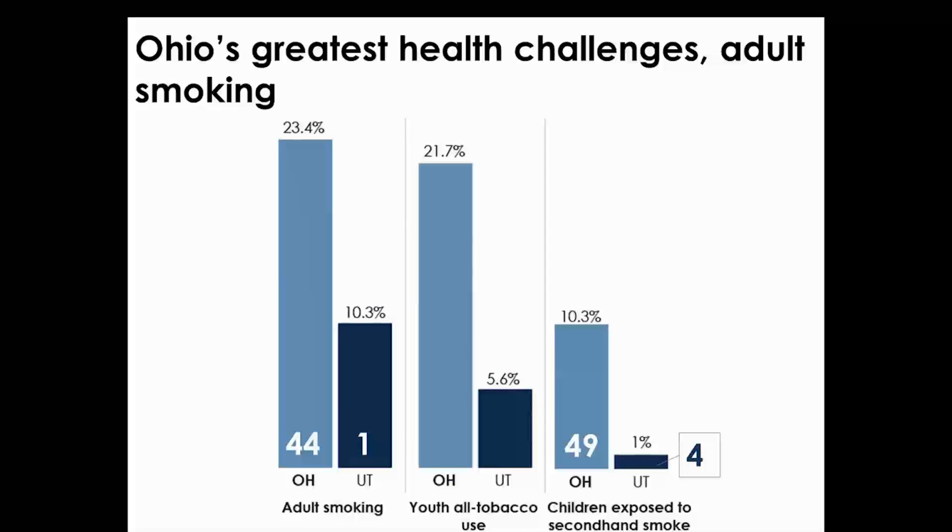So here you have in front of you Ohio compared to Utah on the metric of adult smoking. Utah is the best performing state. So we're at 23.4% and Utah is at 10.3%. And just to take a look comparatively, you can see on tobacco and smoking related measures, Ohio tends to do more poorly than Utah, well, a lot more poorly than Utah. So youth all tobacco use is at 21.7% for Ohio, at 5.6% for Utah, at 10.3% for Ohio for children exposed to secondhand smoke, and at 1% for Utah.